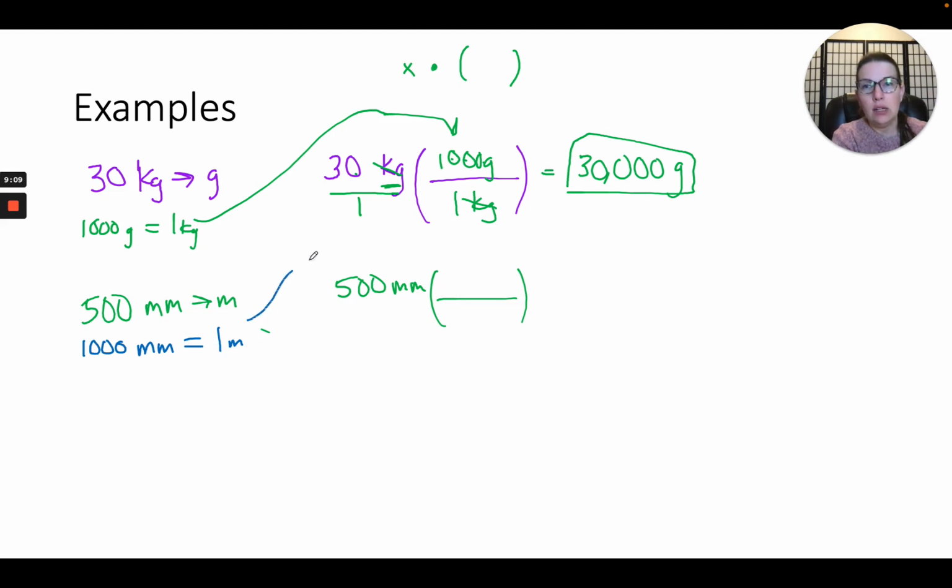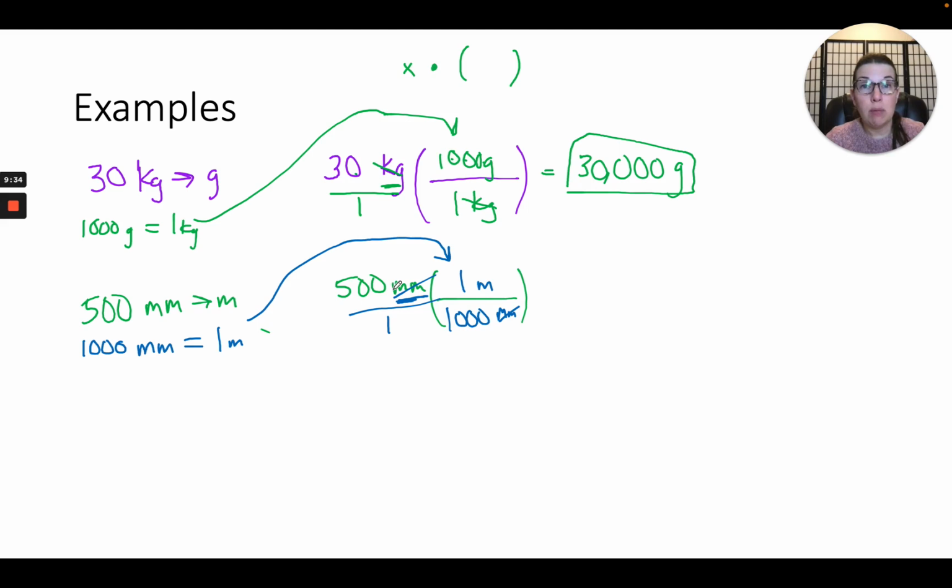And then I need to put that over here into the conversion factor. And the question is, am I going to do it this way or this way? And the answer to that is whatever unit is here goes on the bottom. So this time I'm going this way, where the 1,000 millimeters is on the bottom and 1 meter is on the top. And the reason for that is I want this to cancel.